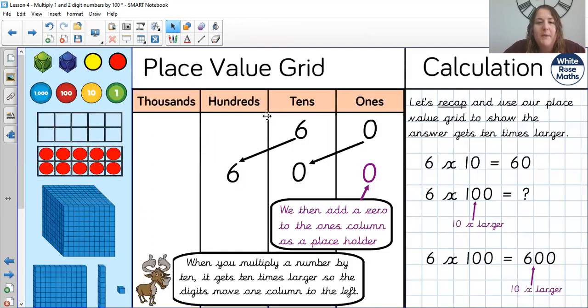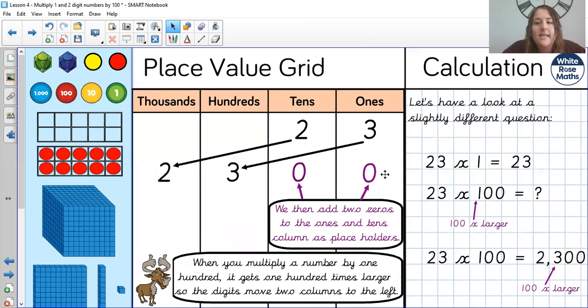Okay, trying not to confuse you anymore, let's have a look. So we had 6 times 10 is 60, so we write our 60 in our place value grid, and when you multiply a number by 10, it gets 10 times larger, so it moves 1 to the left. So the 6 has gone into the hundreds, the 0 from the 1s has gone into the 10s, and then we add that 0 into the 1s column as a placeholder. Simple enough, and hopefully you'll remember that step.